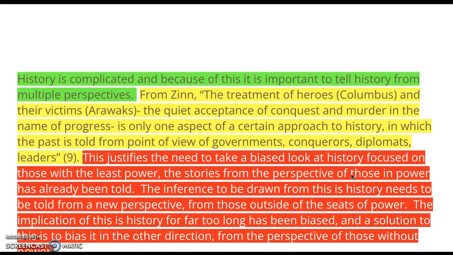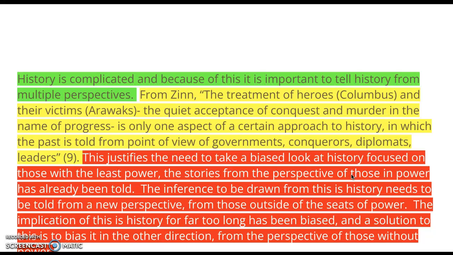This is my claim sentence. From Zinn, the treatment of heroes, Columbus, and their victims, Arawaks, the quiet acceptance of conquest and murder in the name of progress, is only one aspect of a certain approach to history, in which the past is told from the point of view of governments, conquerors, diplomats, leaders, right? This is the same claim, same evidence I used earlier. Now let me show you how I can use these spicy sentence starters to produce a powerful sentence. This justifies the need to take a biased look at history focused on those with the least power.